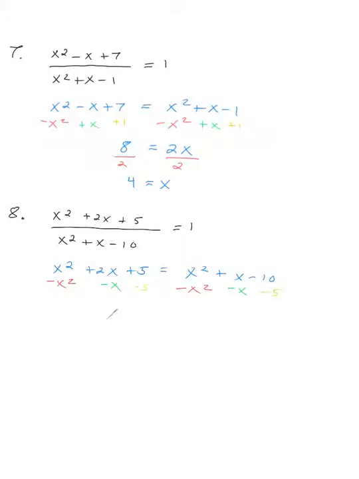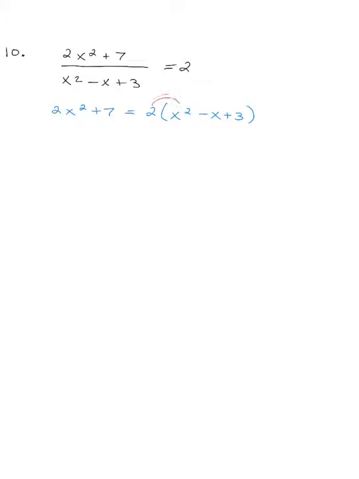This time when I multiply both sides by the denominator, I get 2x squared plus 7, but on the right, since it's not a 1, in fact it's a 2, I have to distribute that 2 to every single term. 2 gets multiplied to those three terms. We get 2x squared plus 7 is equal to 2x squared minus 2x plus 6.